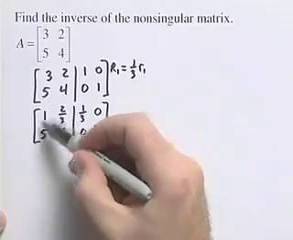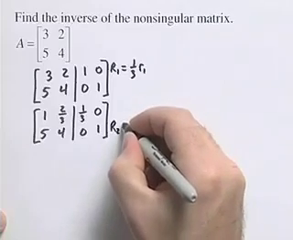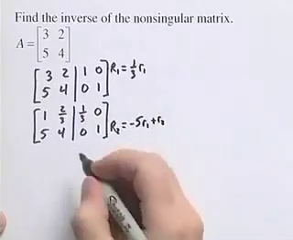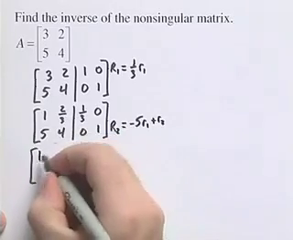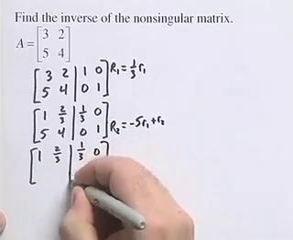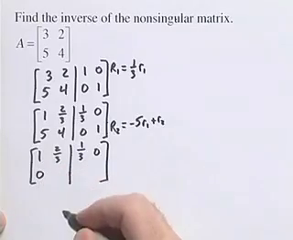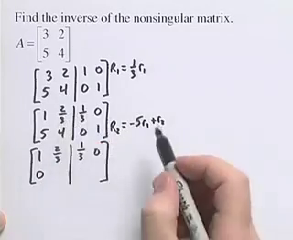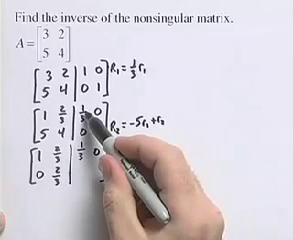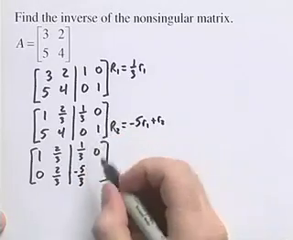Next, we want to get a 0 in the second row, first column entry. To do that, our new row 2 will equal -5 times our first row added to our second row. We're not changing our first row, so we're going to rewrite that: 1, 2/3, 1/3, 0. And now we need to perform this operation. -5 times 1 is -5, plus 5 gives us 0. -5 times 2/3 is -10/3. If we add that to 4, where 4 is 12/3, we end up with 2/3. -5 times 1/3 plus 0 is -5/3. -5 times 0 plus 1 is just 1.